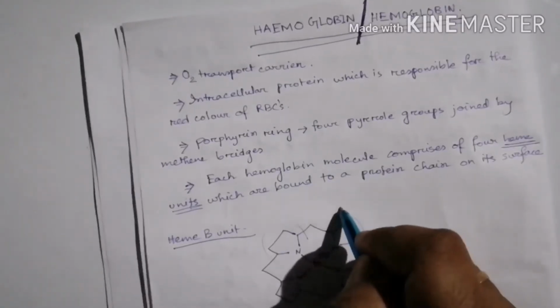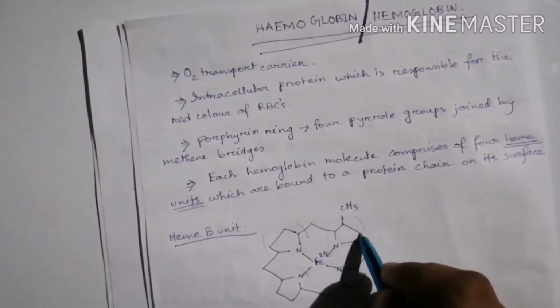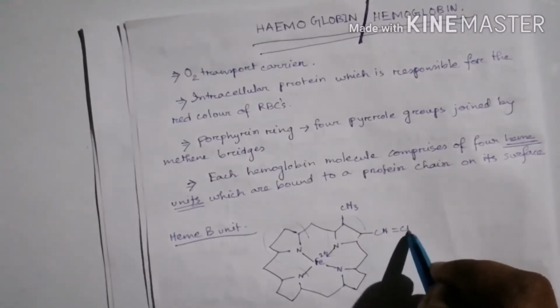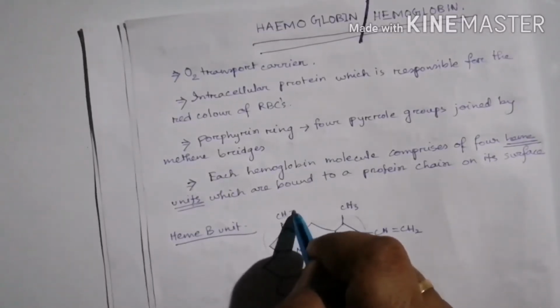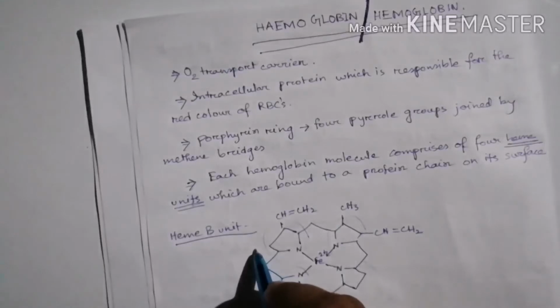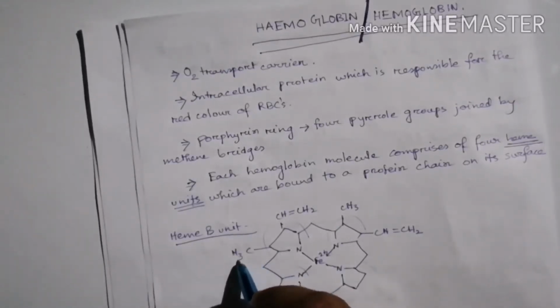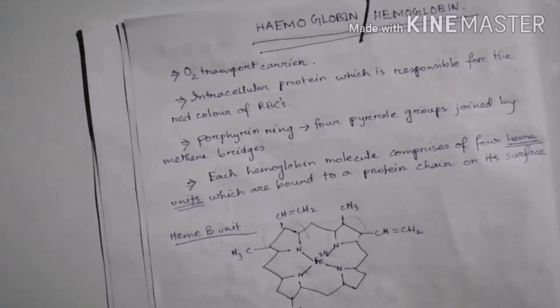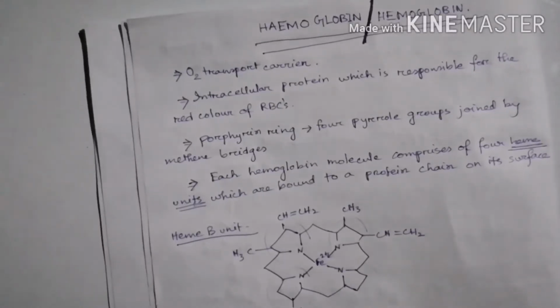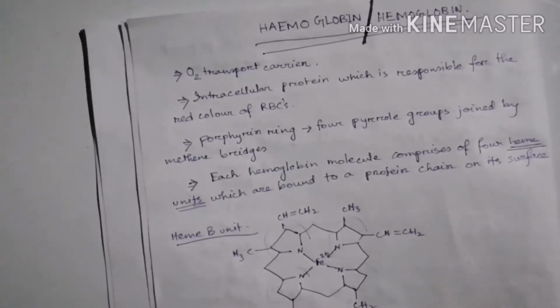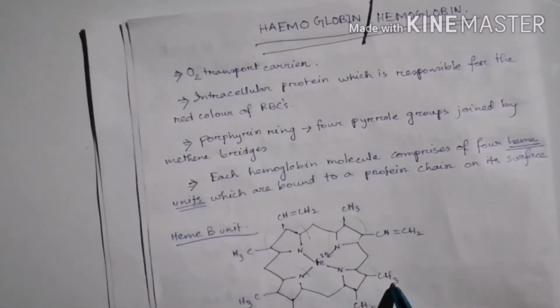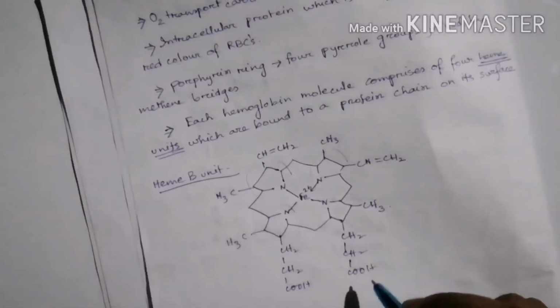And the substituents present are a methyl group here, an ethene group here, again an ethene group here, a methyl group, here we have CH2CH2COOH, here we have CH2CH2COOH, and one methyl group, another methyl group. So this is the heme B unit.